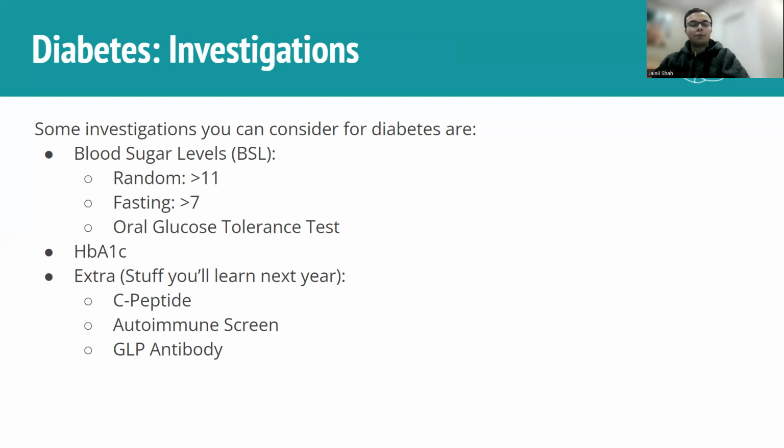And then you have an autoimmune screen. Because type 1 diabetes is an autoimmune condition, it has a greater link to other autoimmune conditions, so you can screen for things like celiac and Hashimoto's. There's also another antibody you can screen for type 1, which is the GLP antibody, but that's not too important for you this year. The main thing is the other tests that we've described on here.